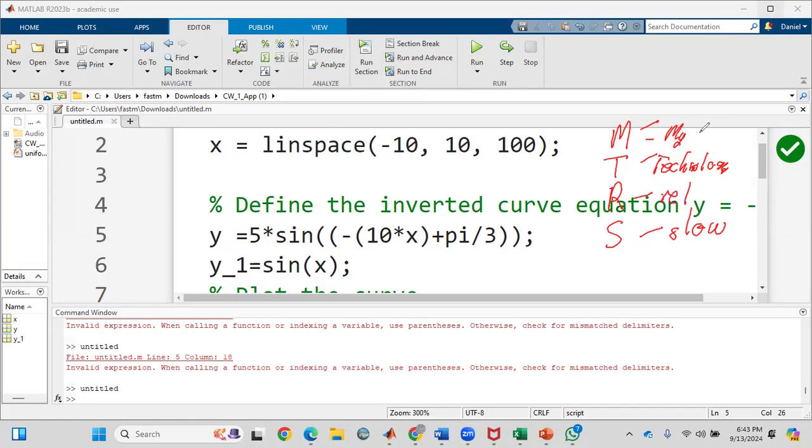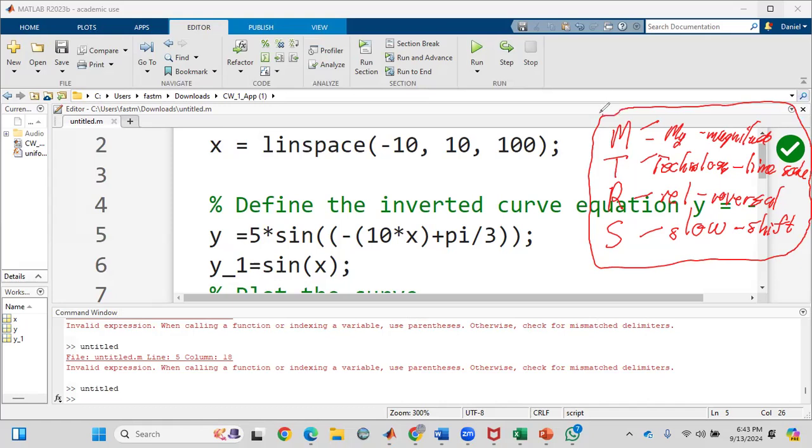So M is magnitude, T is your time scale, R is your reversal, and S is your shifts. Look at that. We just got a nice acronym that you could use over and over with confidence, so you will know the order.